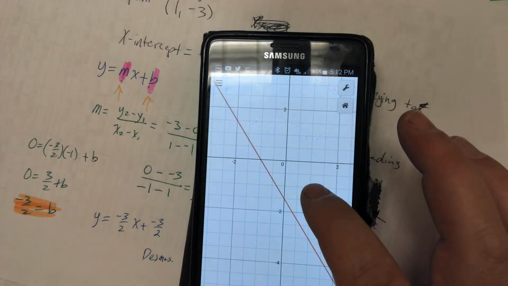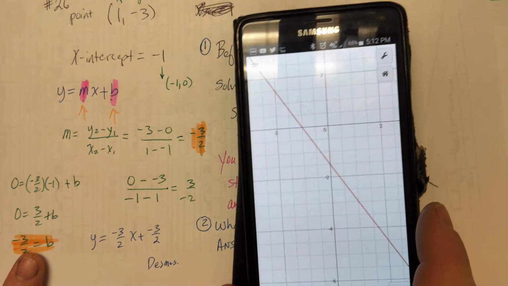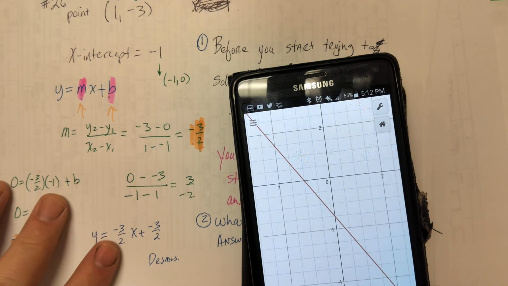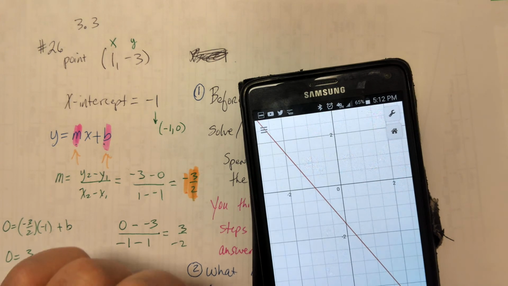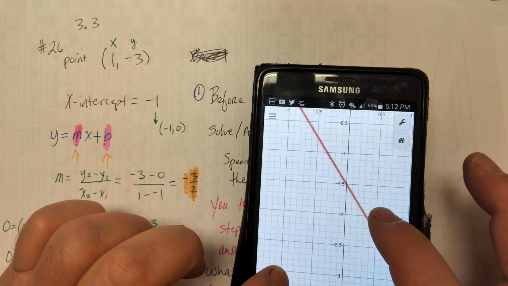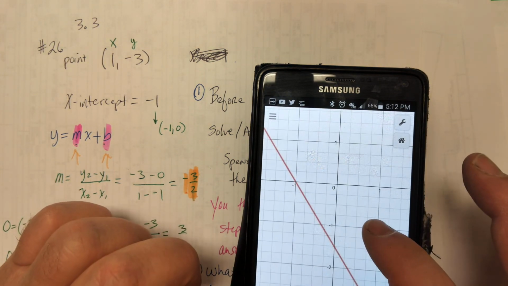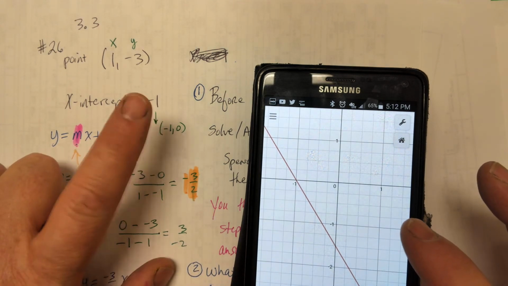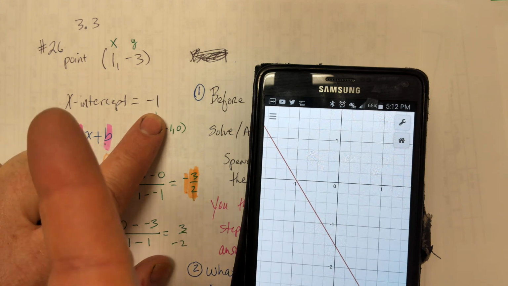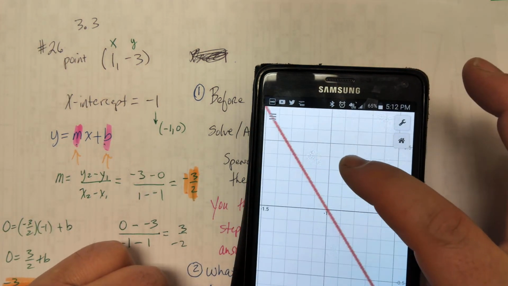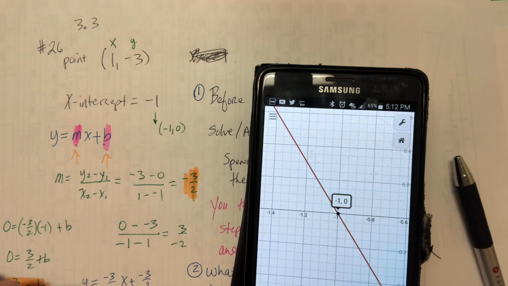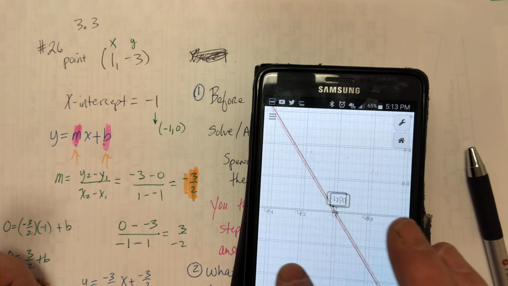Focus, Jackie, focus. So, Jackie, here's what we're trying to do. I'm trying to show you guys how I would use Desmos to see if this answer matched the information. I plugged that in, and I need to make sure that this has an x-intercept of negative 1, and that it goes through the point 1, negative 3. Sorry, I misspoke. I said slope negative 1, but it's the x-intercept. And the x-intercept is negative 1. It's right there. So the x-intercept's good.